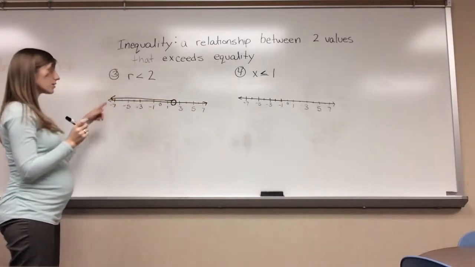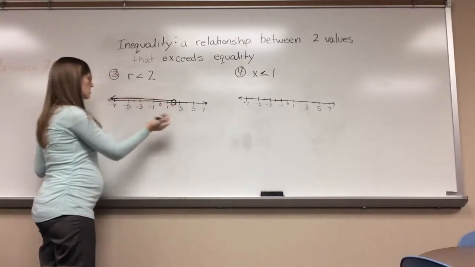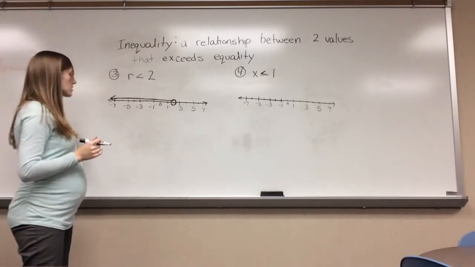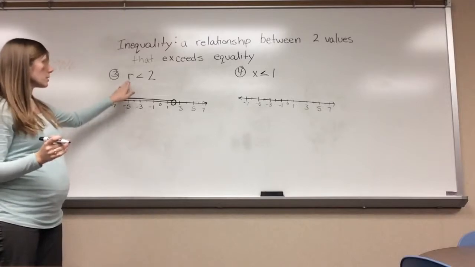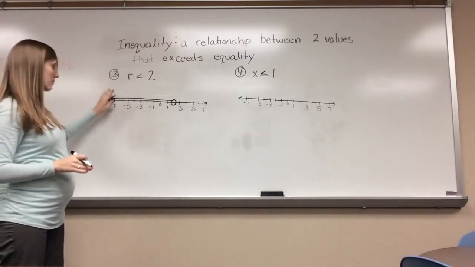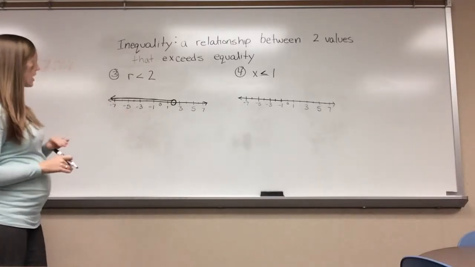And remember, put that arrow at the end to show this is going on forever and ever, okay? It goes all the way down into the negative 300s, negative thousands, 10,000s, negative millions. All of those numbers are included because they're all less than 2. I just can't show them all. So I put an arrow to represent it keeps going. And this would be our graph for number 3.